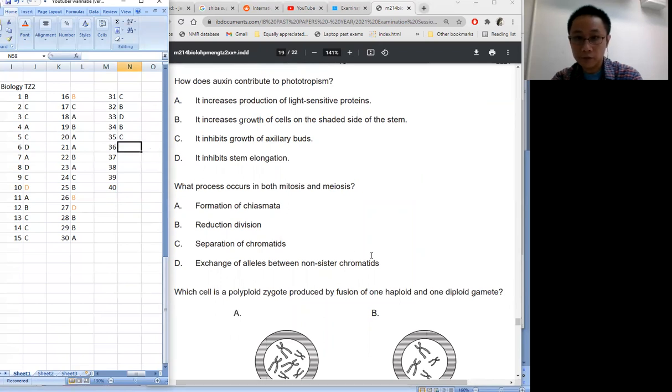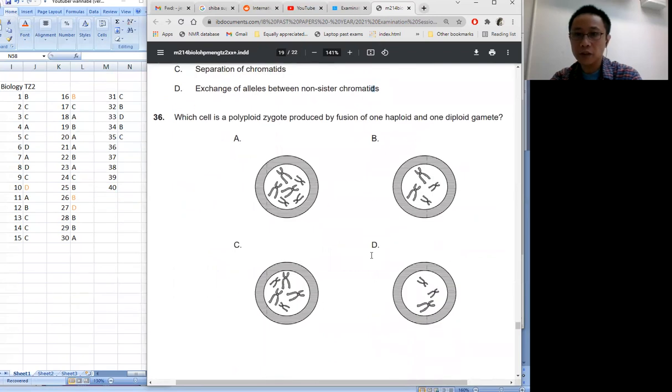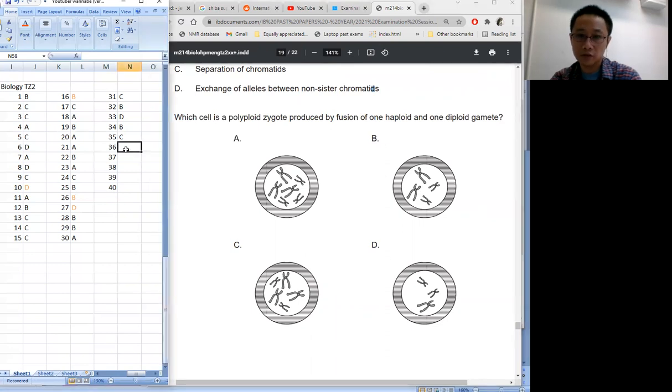Wait, I typed wrong, okay. 36, which cell is a polyploid zygote produced by fusion of one haploid and one diploid? So you should have 3 pairs, 3 copies of each chromosome. So you're looking for multiples, 3 for sure. A and D both have 3 chromosomes, but with A, you need each sized chromosome to appear 3 times, because typically there are 2 homologous chromosomes, but here this is a triplet.